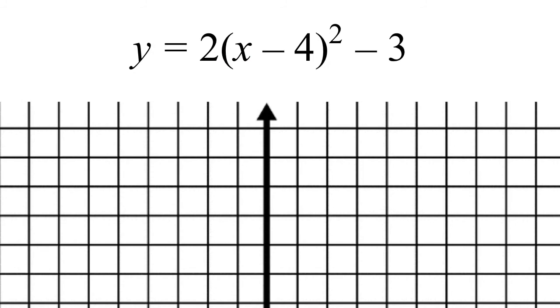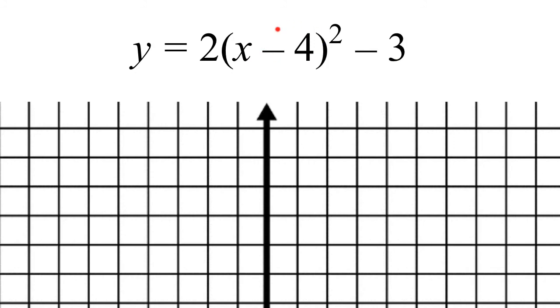So if we were to first just quickly highlight what the transformations are, we have an a value of 2, which means we have a vertical stretch by a factor of 2. We have an h value of -4, which really means that we are going to be applying this to our table of values as a +4. And we have a k value of -3. So I'm going to go ahead and show you now how to set up your table of values.